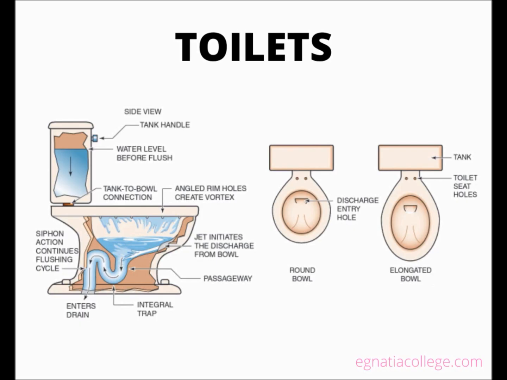The vortex swirl begins a siphoning action to evacuate waste from the bowl. Once the siphoning action begins, the wastewater is pulled from the bowl and discharged into the drainage system.